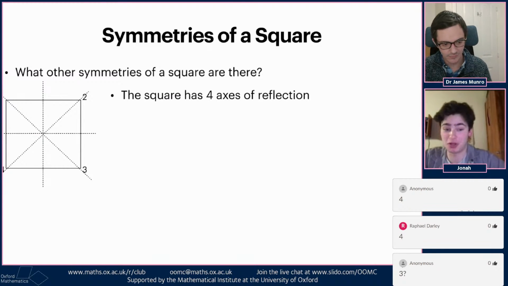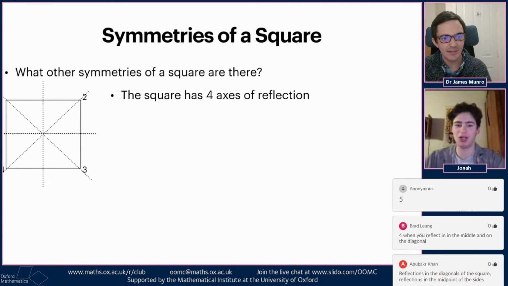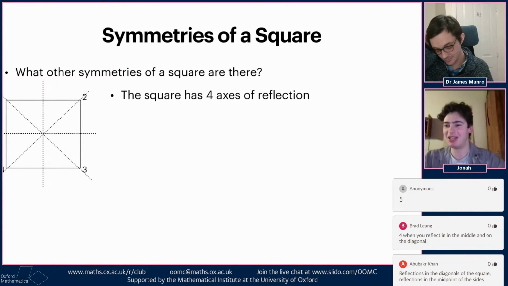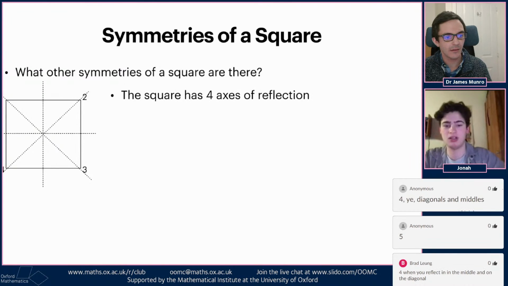I've drawn them there. I've got to be completely honest, I've been doing maths for quite a while now, and I still struggle to describe those reflections in words. Something like the axis of reflection going between corner 1 and 3, something like that. Not exactly an easy thing to describe, but absolutely brilliant. There are 4 axes of reflection, so 4 different lines we can reflect our square in to get a new square, or to get the corners in new positions.